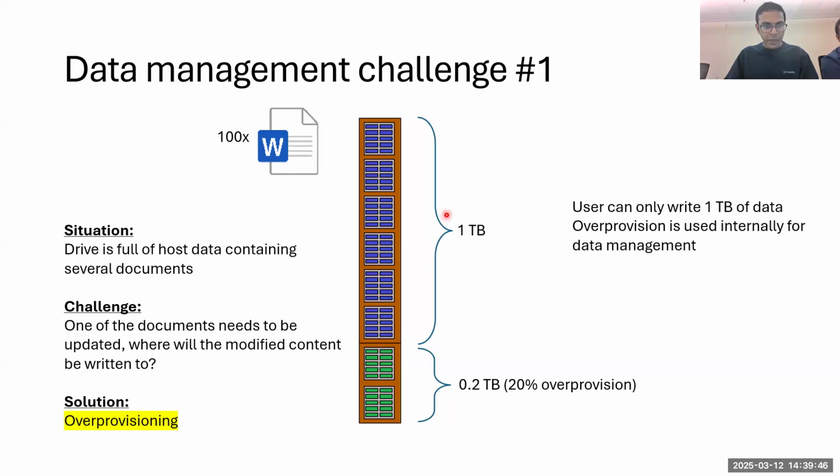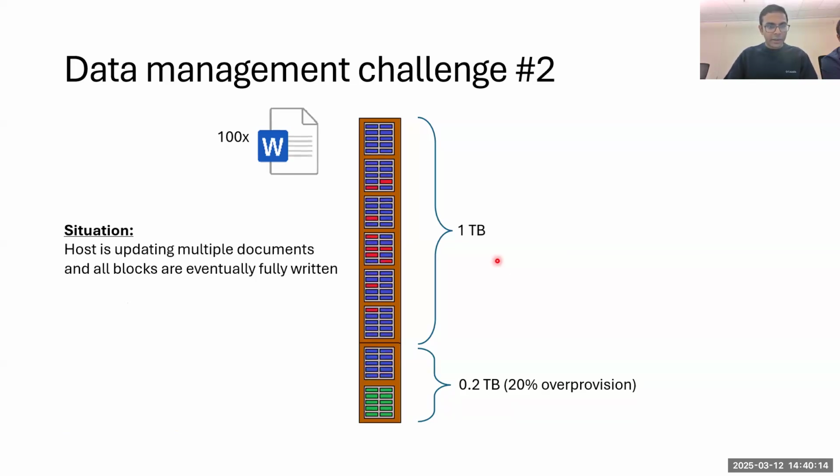For example, if you look at the spec, you would see that the drive has a capacity of 1 terabyte. What that means is the user or the host can only write 1 terabyte of valid data into it, but there will be some over-provisioning, in this case 0.2 terabytes, to handle data internally for efficiency. Only the user has visibility of the 1 terabyte that can be written to the drive. So we can solve this problem to an extent: when some of the files are modified by the host and written back, we just write into this over-provisioned area in the drive. That solves the problem to an extent, but not completely, right?